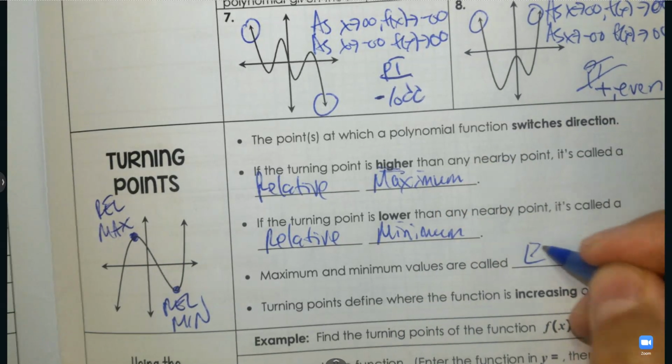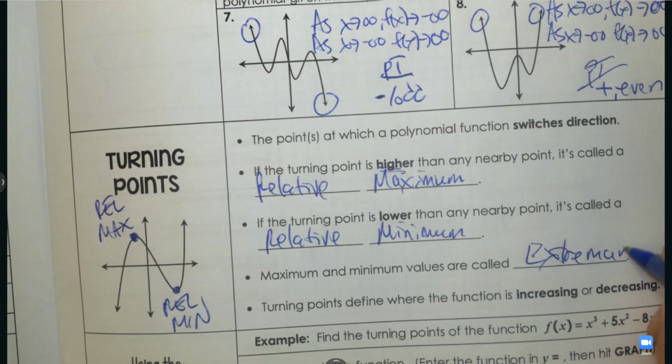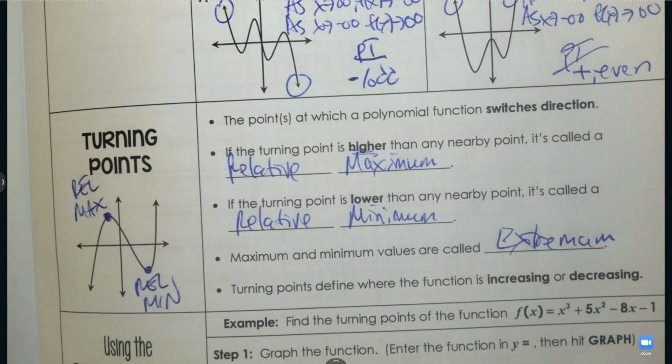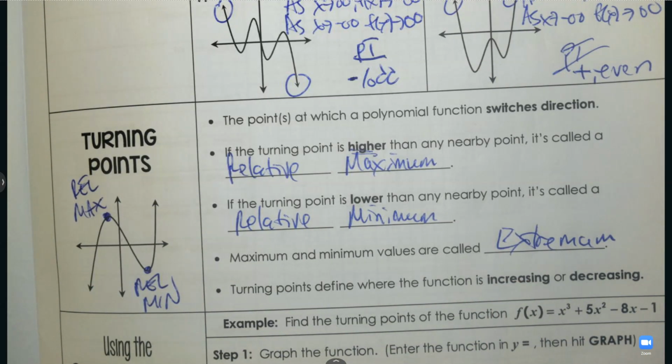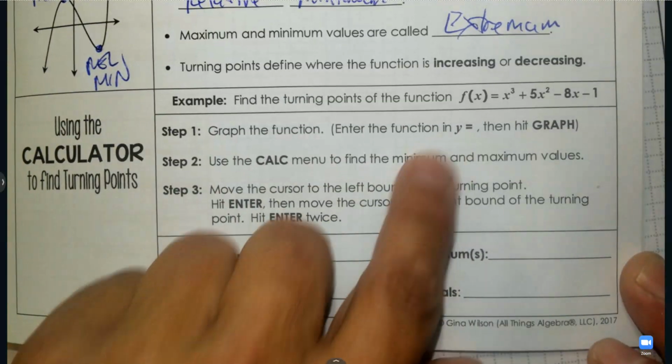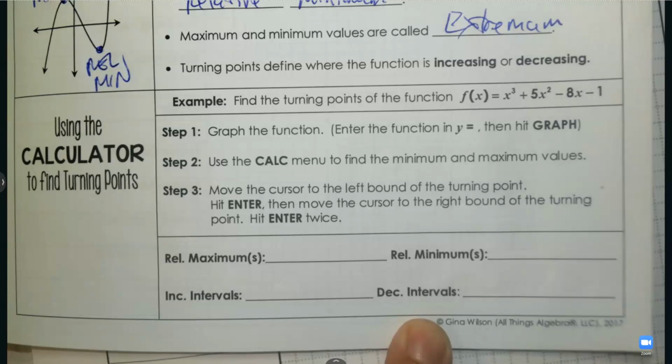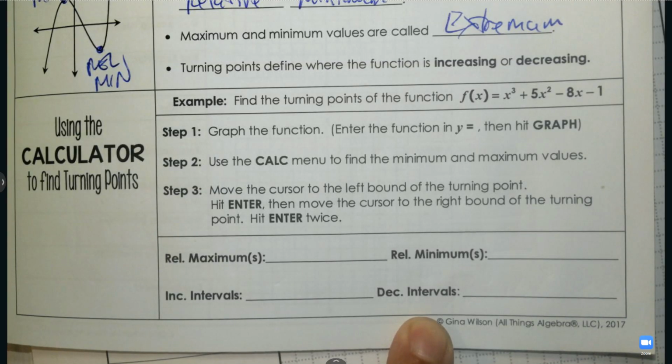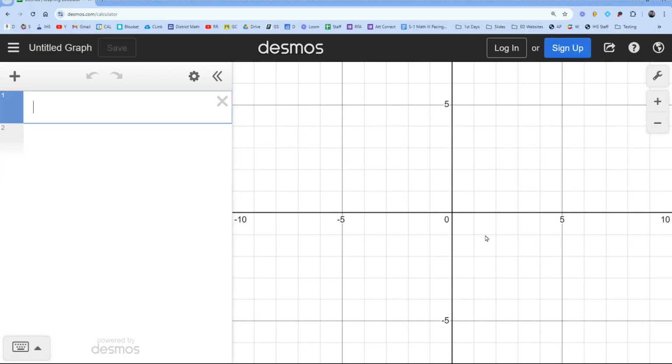Both together, if you were asked for the extremum, fun word, those are the extremes of the graph, E-X-T-R-E-M-U-M. They're asking for both, the max and the min. All right, do you know how to use Desmos to find these things? So I'm going to go to Desmos. I have it right here ready to go. So I'm going to switch over.